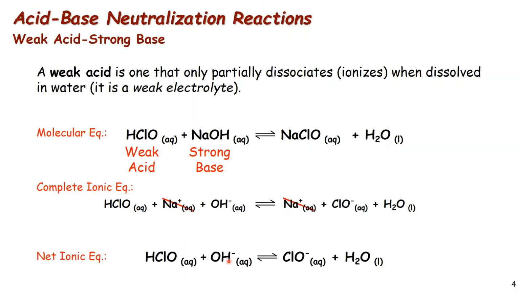And therefore, the net ionic equation then is our hypochlorous acid reacting with the hydroxide to form the hypochlorite ion and water. So again, reactions with weak acids or weak bases are going to result in an equation that looks more like this. In this very specific case, it's a weak acid with a strong base.